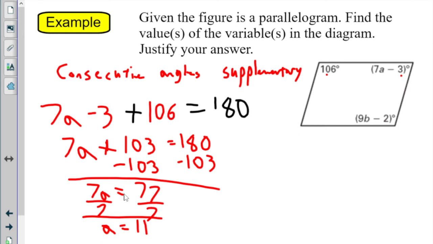Again, you can plug it in. That would make this angle 7 times 11 is 77 minus 3 is 74. So this angle is 74 added to 106, you get 180. That's what we said should happen.